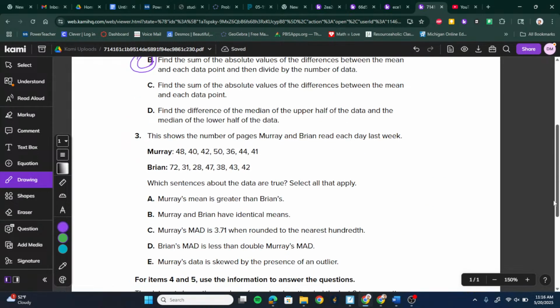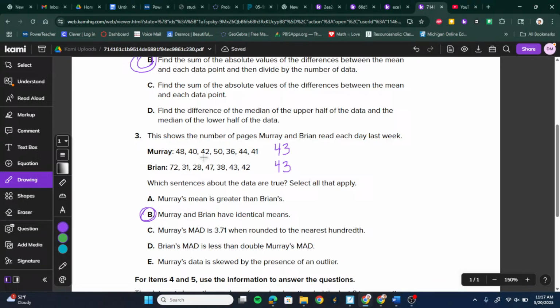So when we go to do this next problem, you need to find the mean and then the MAD. Well, Murray's mean is 43. Brian's mean is also 43. So Murray and Brian have identical means.